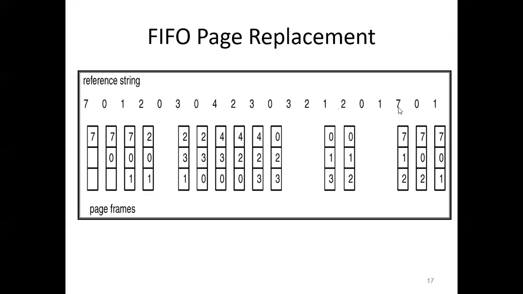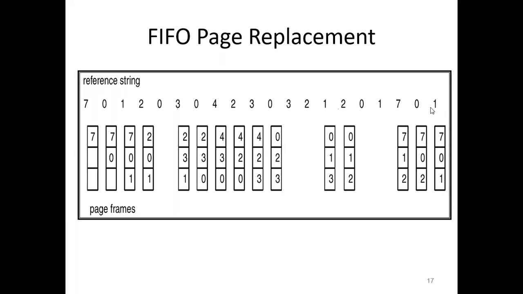Again 7 comes. Which page will you replace? 0 will be replaced because it comes first before 1 and 2. So you will replace 0 with 7: 7 1 2. Again one page fault for 7, and again 0 comes. Again replace page number 1 with 0. So again one page fault for 0. Again page number 1 replaces 2. So again one page fault for 1.